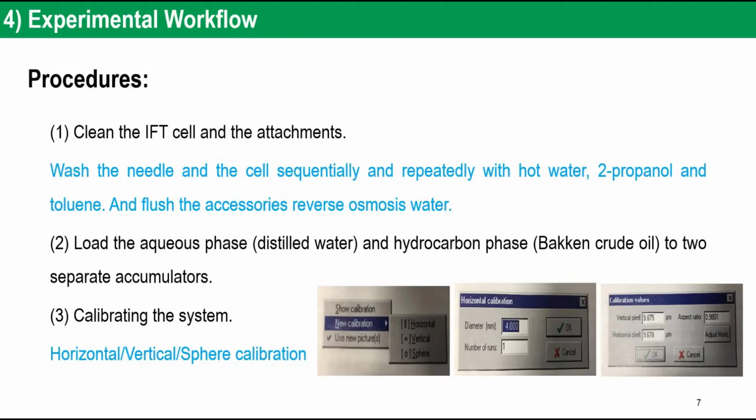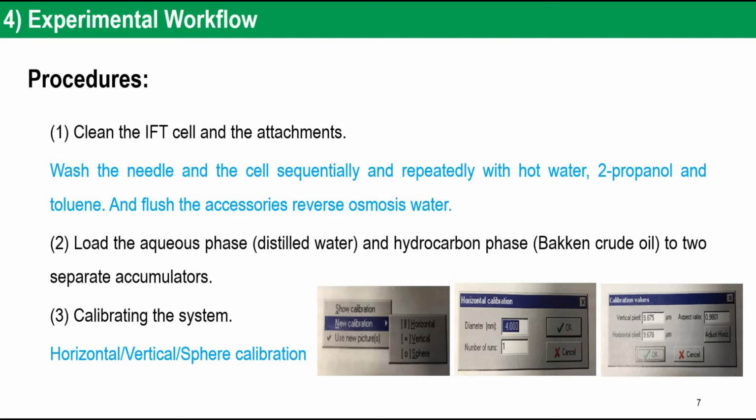To conduct a new experiment, firstly, we need to clean the IFT chamber and the attachments sequentially and repeatedly with hot water, 2-propanol and toluene, and flush the accessories with reverse osmosis water. Secondly, load the aqueous phase, distilled water, and the hydrocarbon phase, Bakken crude oil, into two separate accumulators.